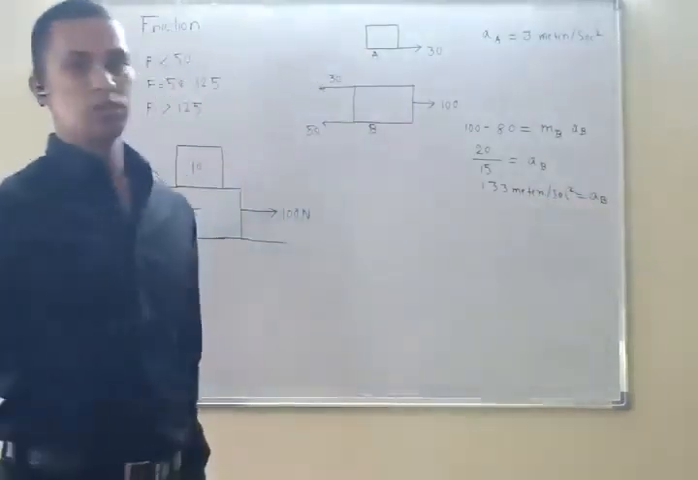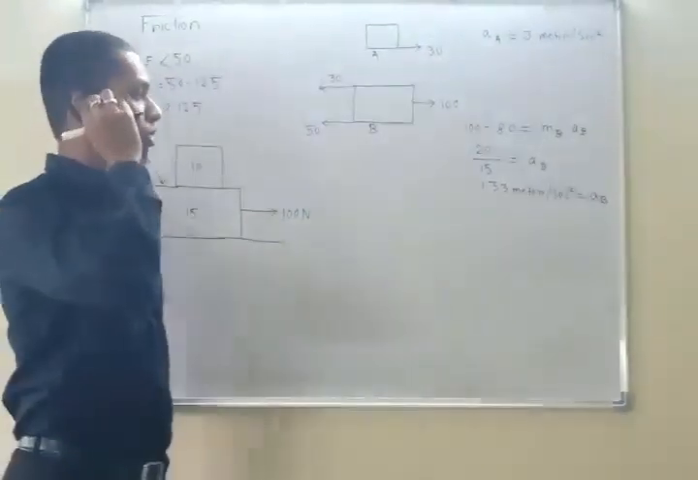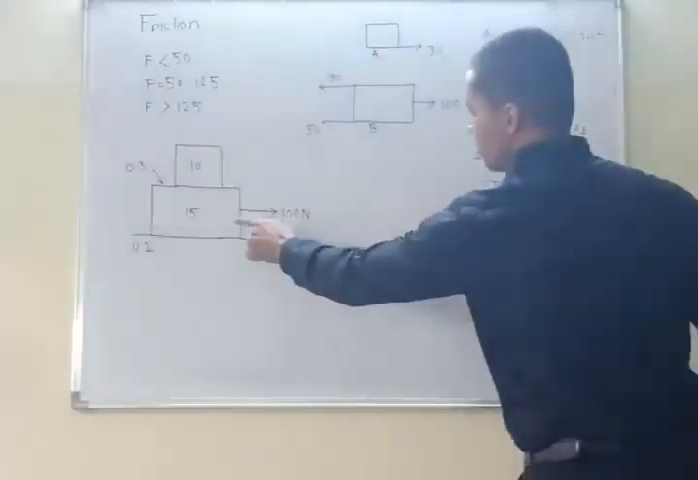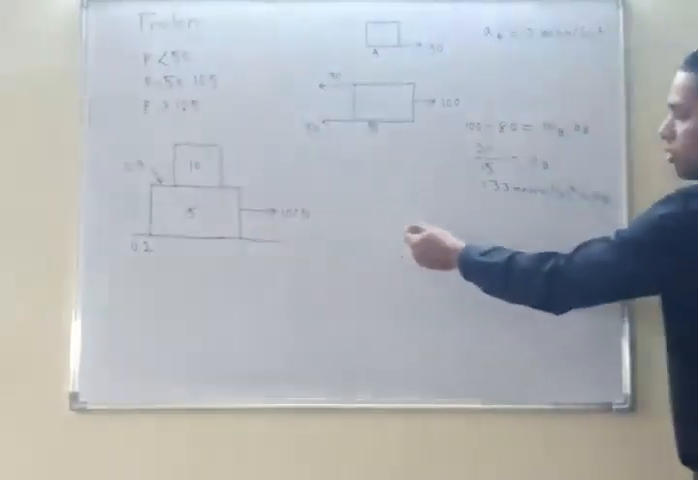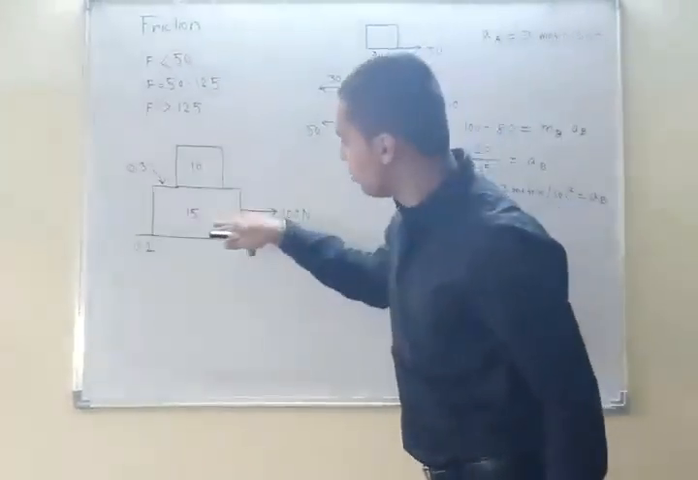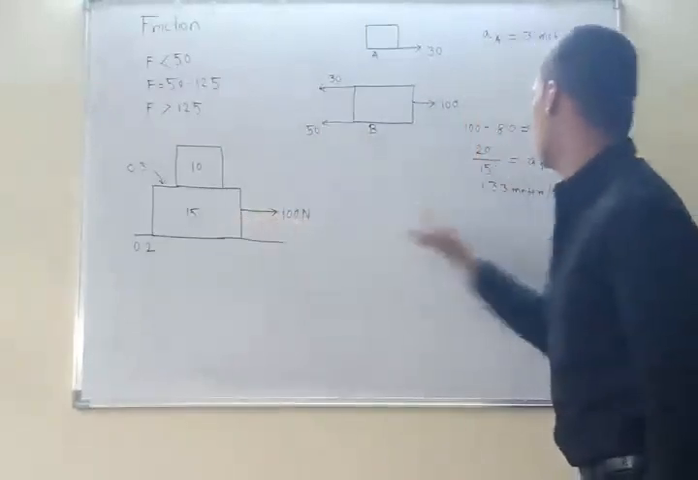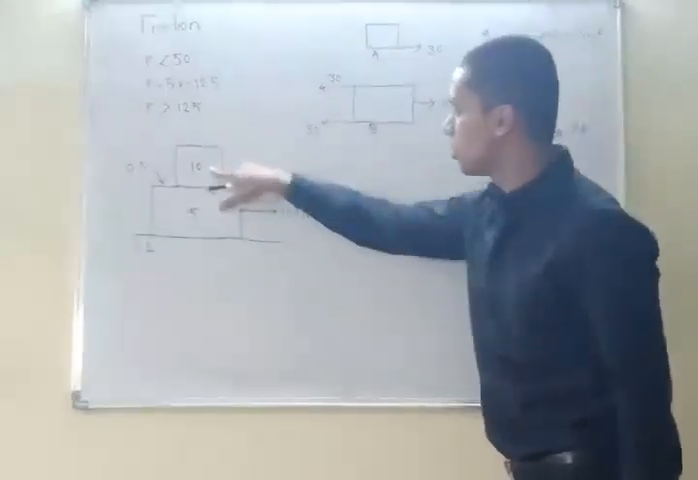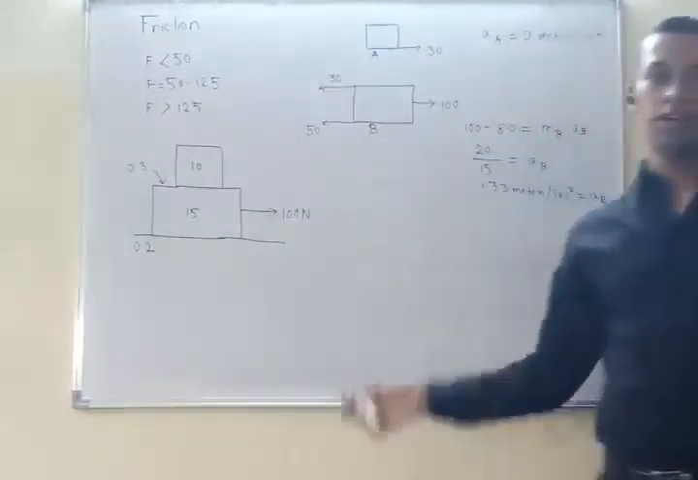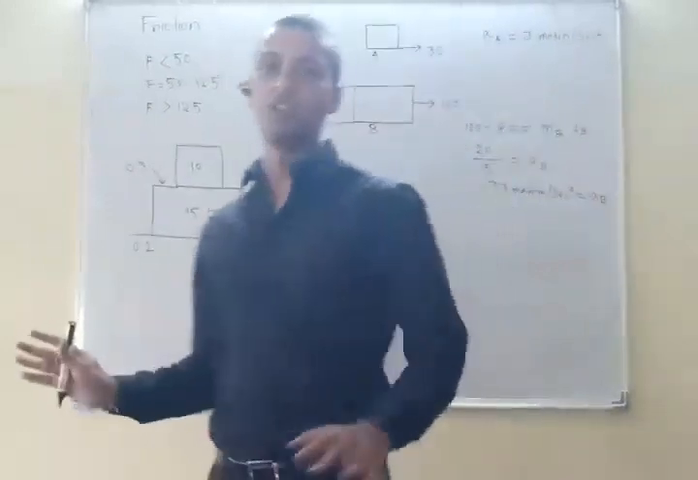Now see what we have done. This is what I was talking about. See the concept. I have pulled this block with a force of 100 Newton. Now this block is moving with an acceleration of 1.33, and this block is moving with an acceleration of 3. That is the main concept. That is where you will get confused.